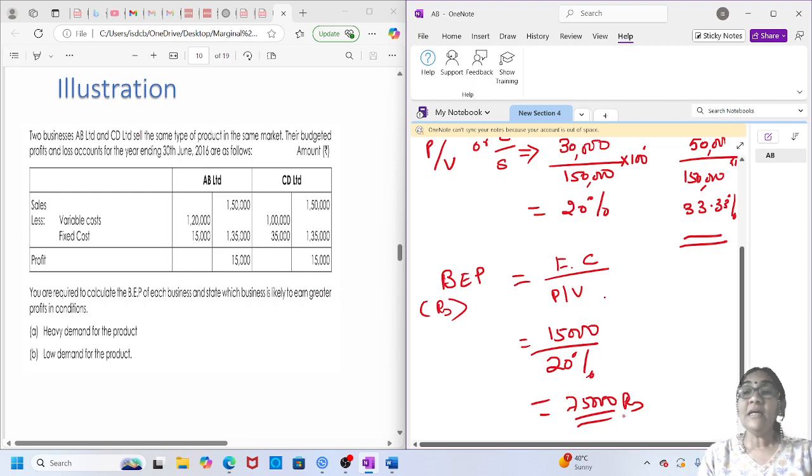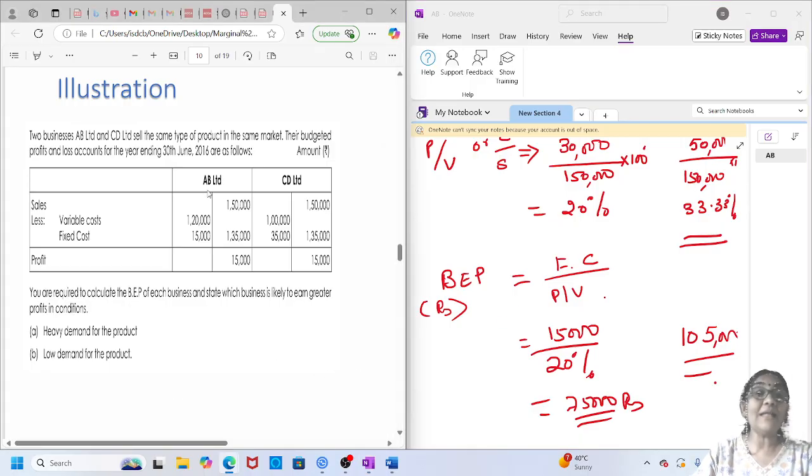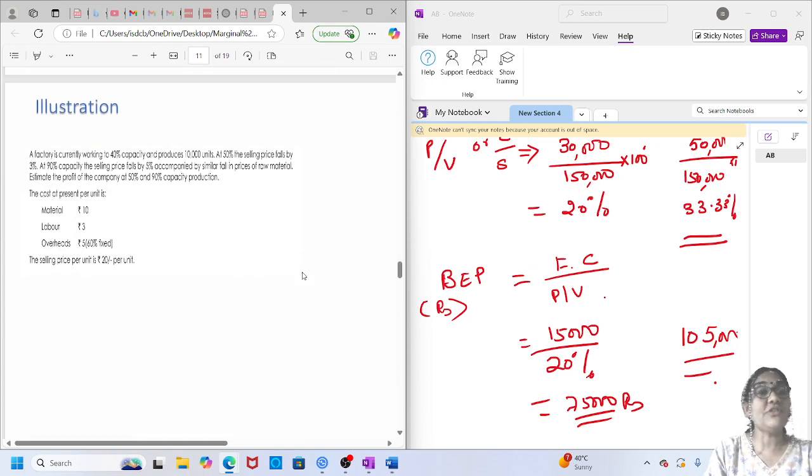For CD, your fixed cost is 35,000 divided by 33.33. So here, BEP is going to be 1,05,000 approximately. So heavy demand for the product and low demand for the product. If the demand is low, it's better to manufacture AB. If the demand is high, you can go for CD. Going on to the next illustration here.